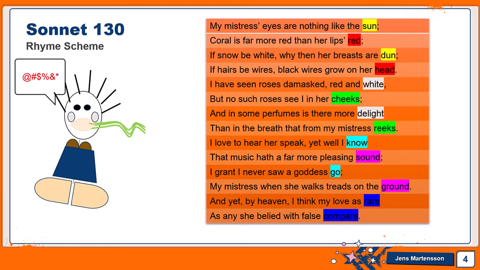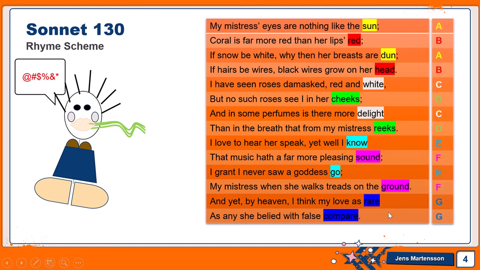Sun, dun, red, head, white, delight, cheeks, reeks, no, go, sound, ground, rare, compare. In Shakespearean sonnets, the rhyme scheme is AB, AB, CD, CD, EF, EF, GG.